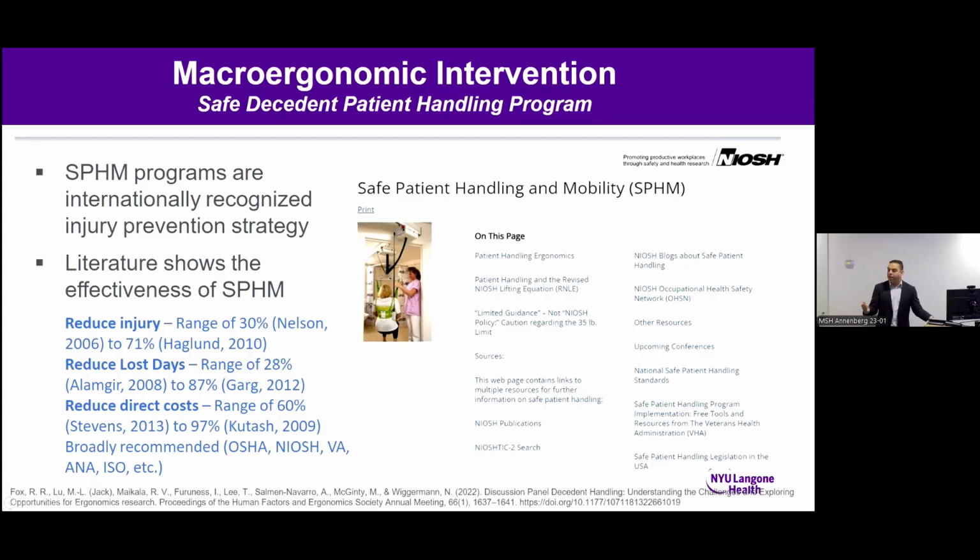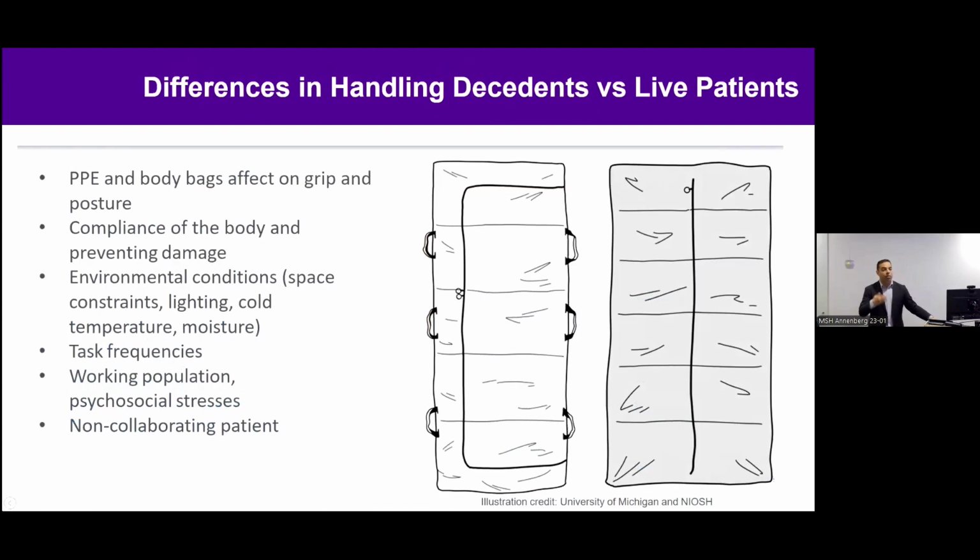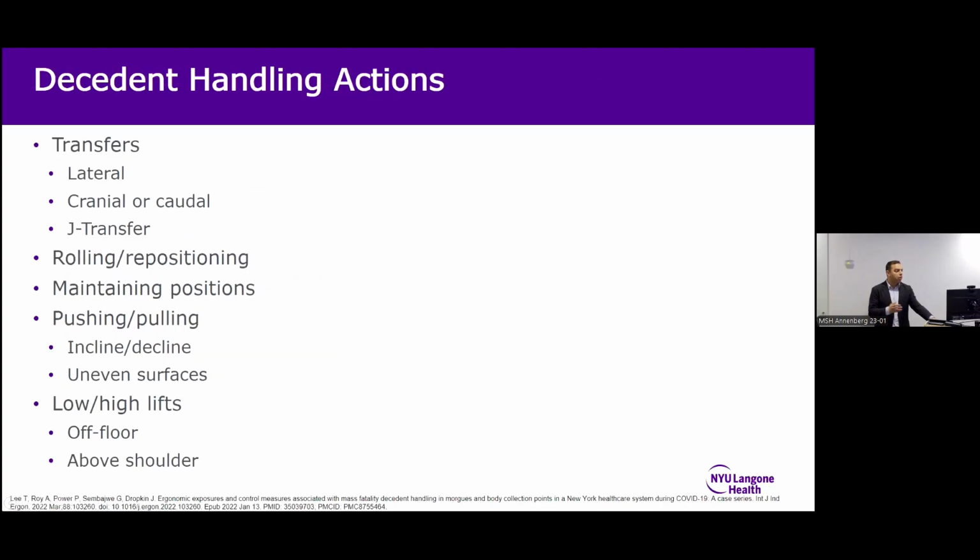So, and even less on a mass fatality situation. It was a very important, actually sad situation, but very important to address. So we look at the differences between decedent and live patients. There were environmental conditions, task frequencies, working populations, psychosocial stress, you name it.